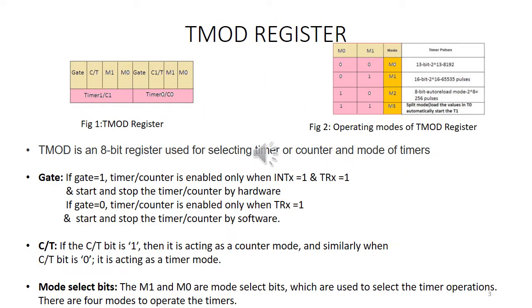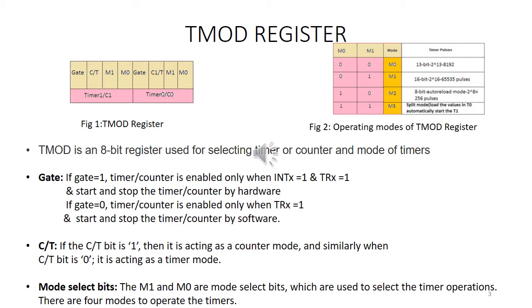Next is the TMOD register. This TMOD is an 8-bit register, which is used to select either the timer operation or the counter operation along with the modes of the timers or counters. Among the 8 bits, the upper 4 bits are reserved for timer 1 or counter 1 operation. The lower 4 bits are reserved for timer 0 or counter 0. Among each of these 4 bits, the last 2 bits are reserved for the mode selection bits. The remaining 2 bits are used to control the operation of the timer or the counter.